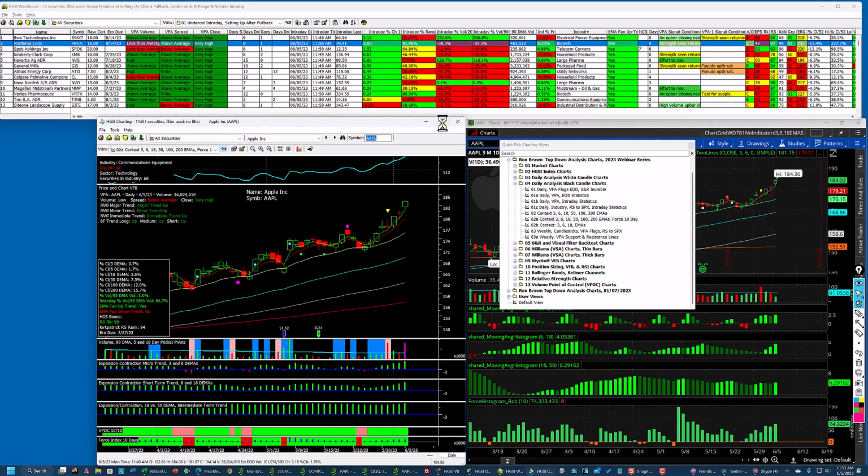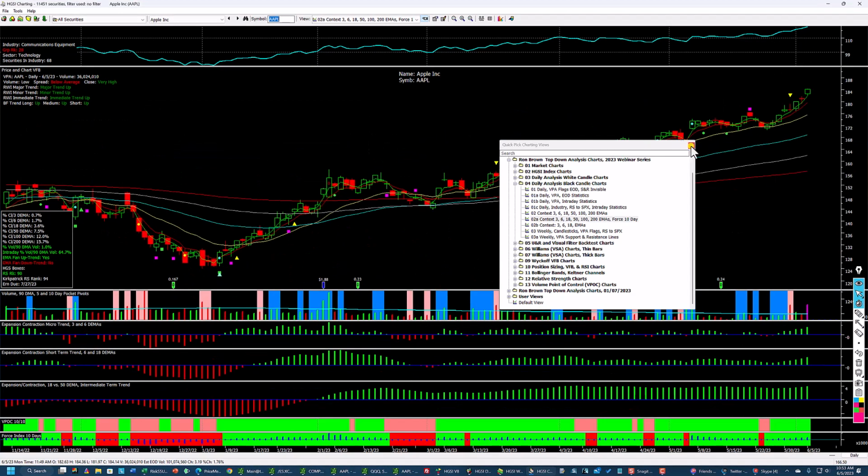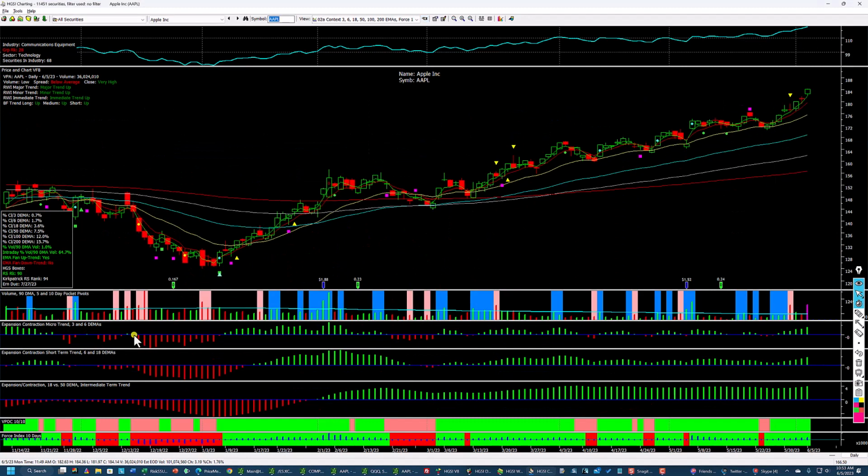I'll make this full screen, get this out of the way, and put a crosshair on here. Okay, here's a sell signal on the VPOC. There's an earlier one here, and then confirmed by the force index.